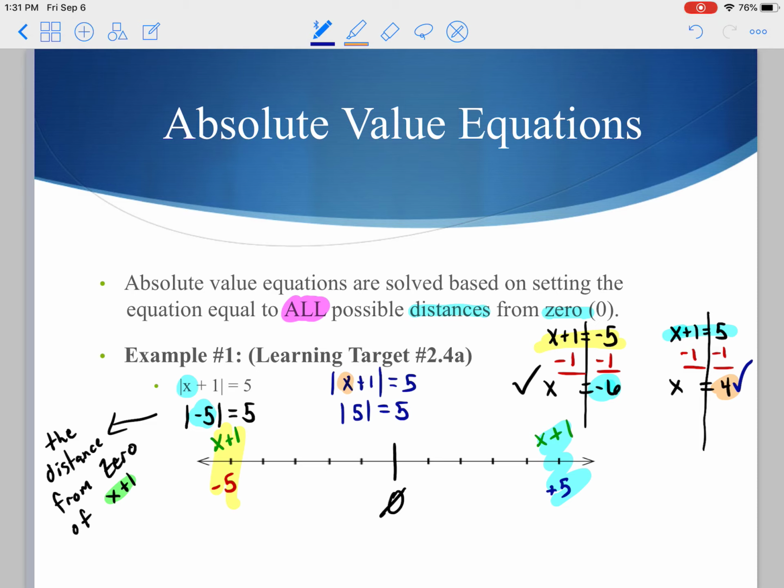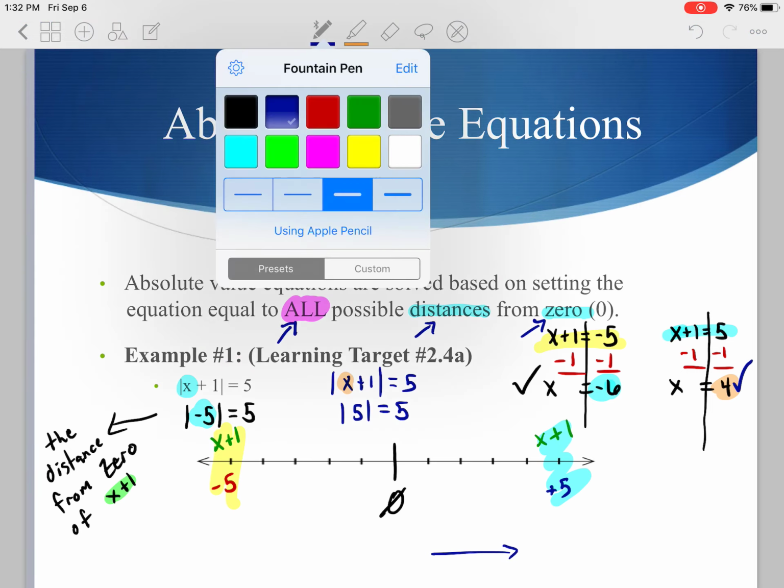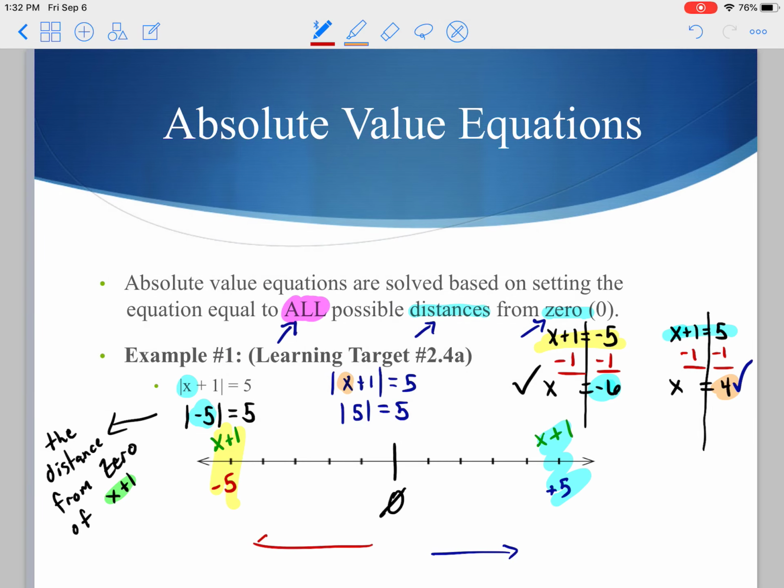And so the important concept is to realize we must solve for all possible distances from 0, meaning we must recognize that we can move both in the positive direction and also in the negative direction from 0.